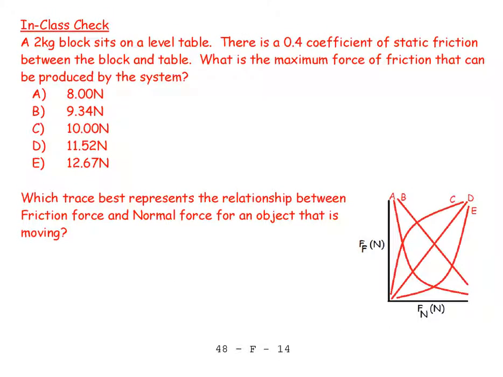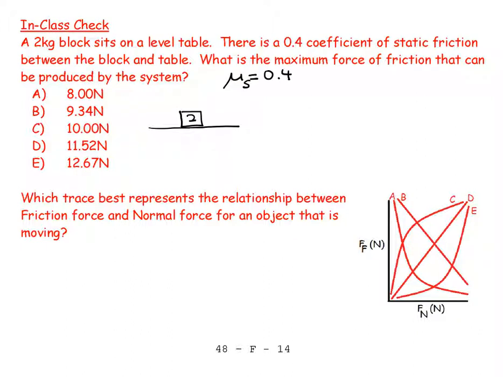A 2 kilogram block sits on a level table. My shorthand way is I put the 2 inside the little diagram of the block. It's not got a direction because it's a mass, so it doesn't have an arrow on it. I draw the table as level. There's a mu of static friction, mu s is equal to 0.4. No units for that value.